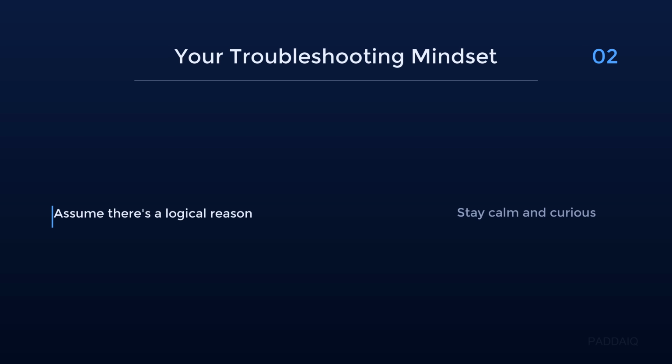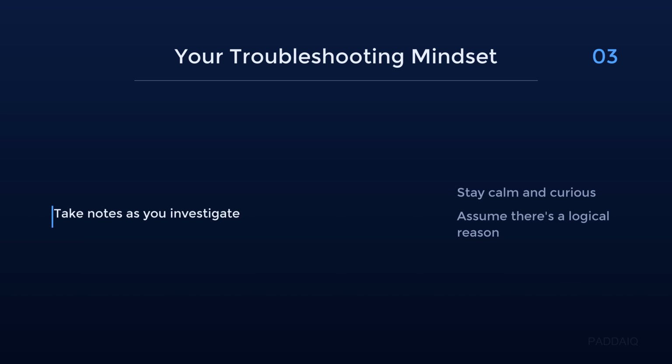Assume there's a logical reason. This means when a problem occurs, believe there is a valid cause rather than random chance. For instance, if your app fails to start, check your configuration files for errors instead of assuming it is a system fluke. Adopting this mindset guides you to find root causes efficiently.